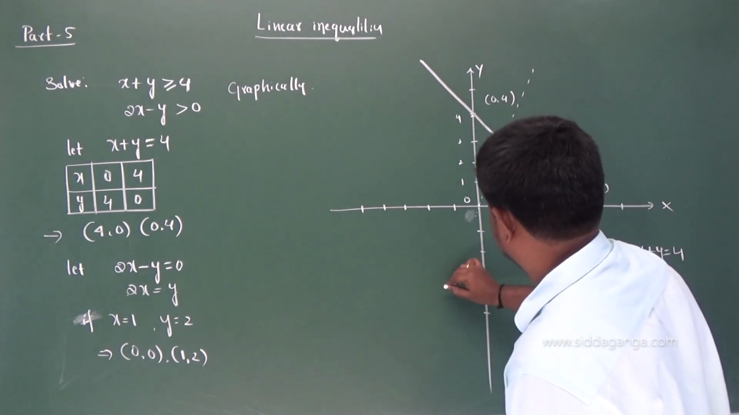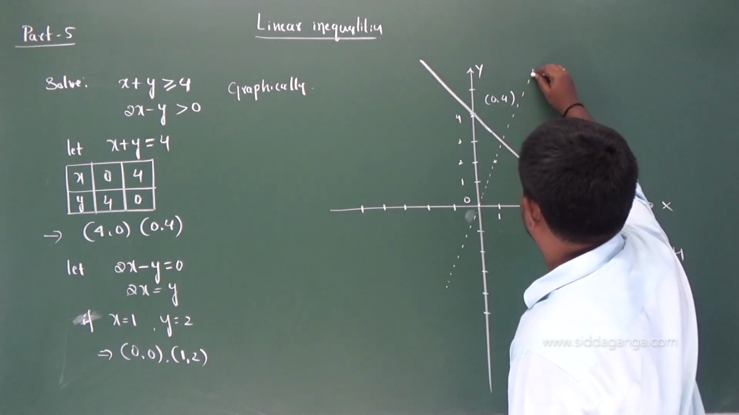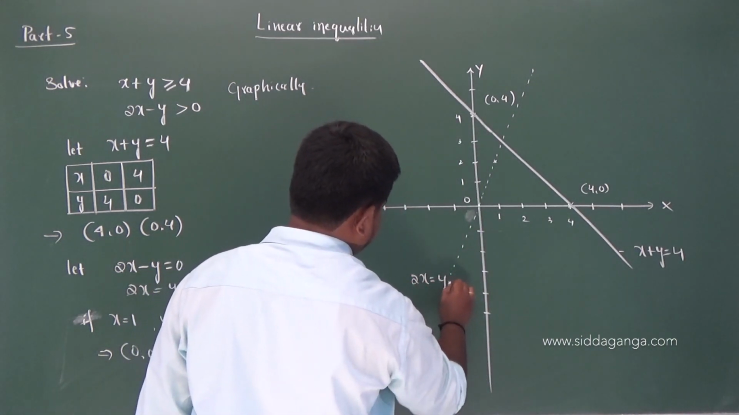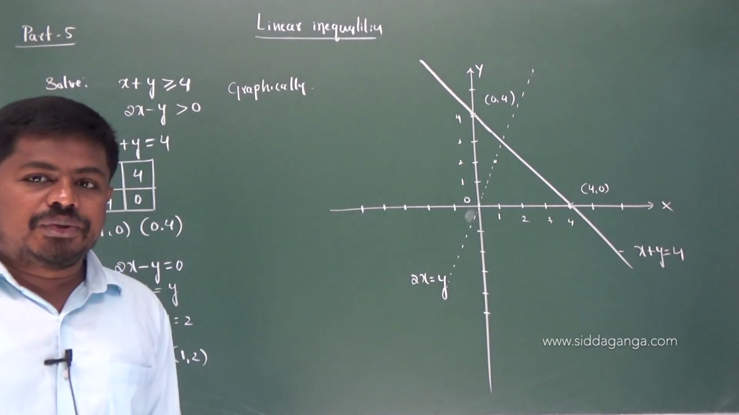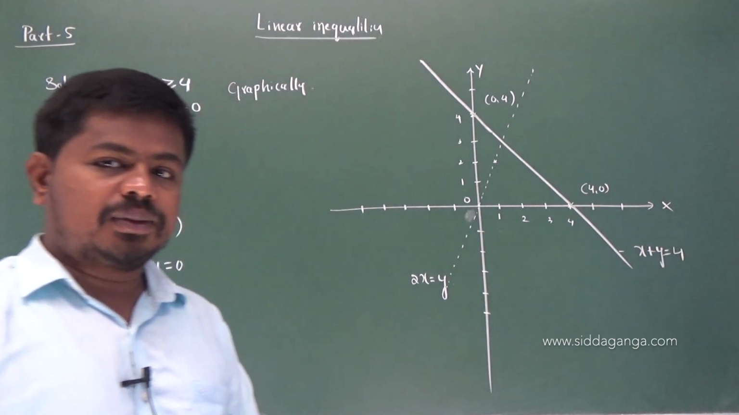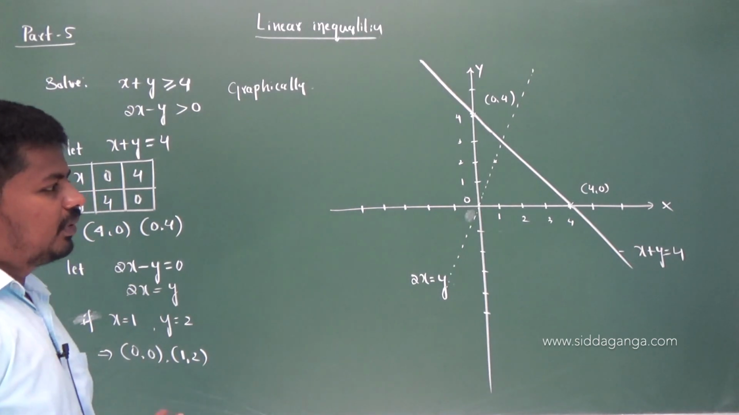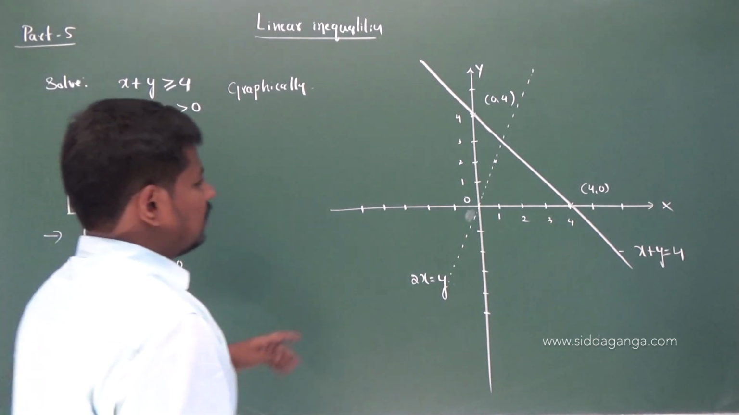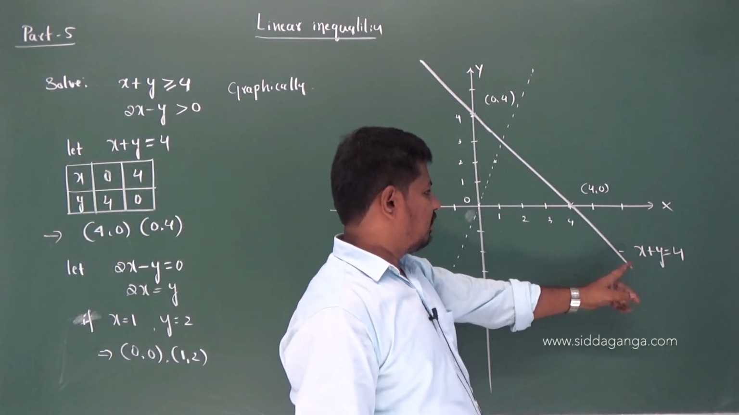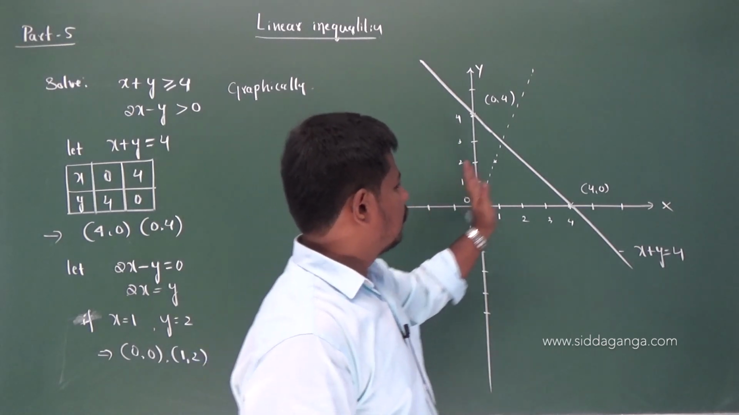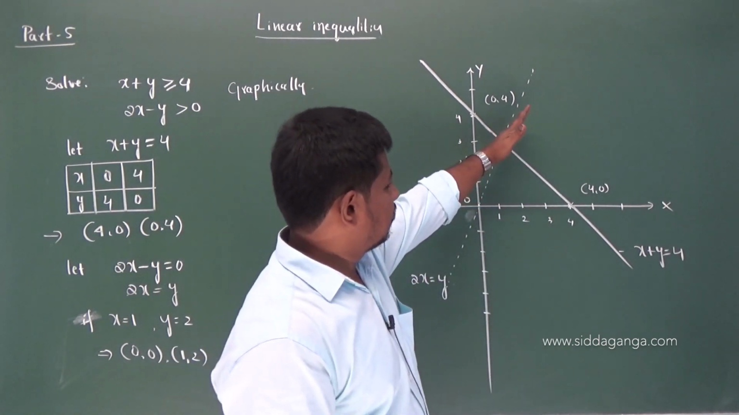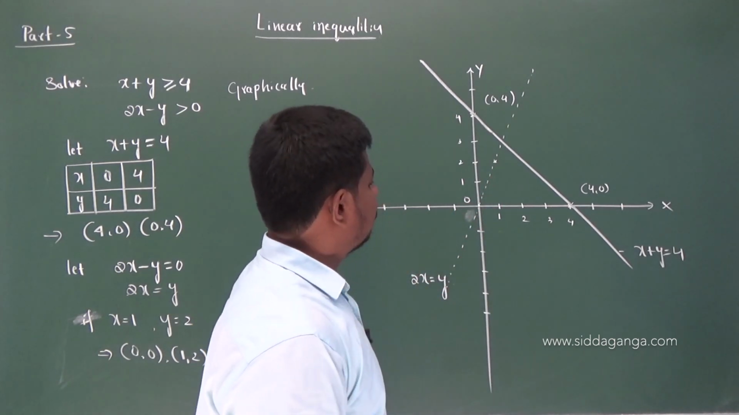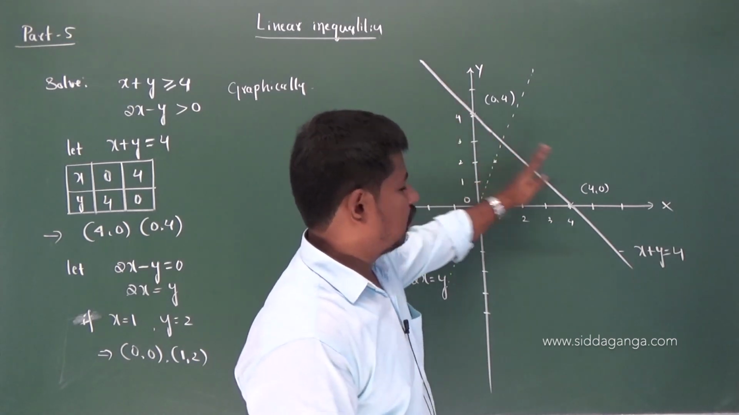Since it is a strict inequality, you have to draw a dotted line. So this is your 2x equal to y. Now the next step is finding the solution region for both inequalities. The first line, x plus y equal to 4, divides the plane into two parts, a lower half plane and an upper half plane. And again 2x equal to y, or 2x minus y equal to 0, divides the plane into an upper half plane and a lower half plane.